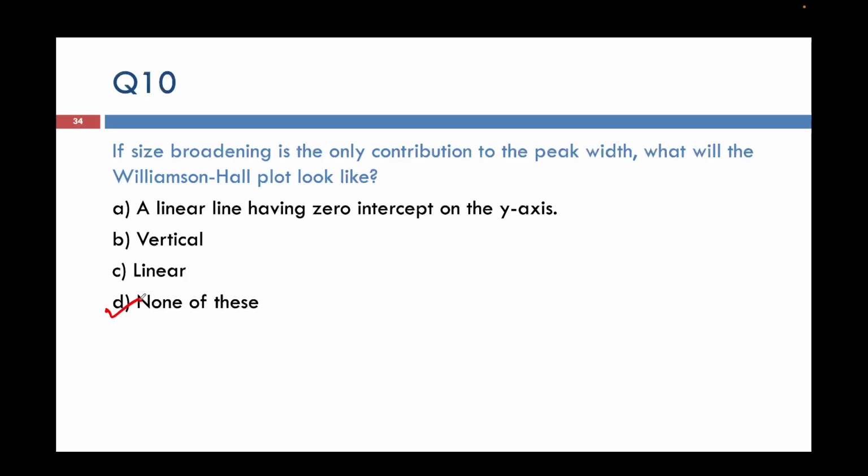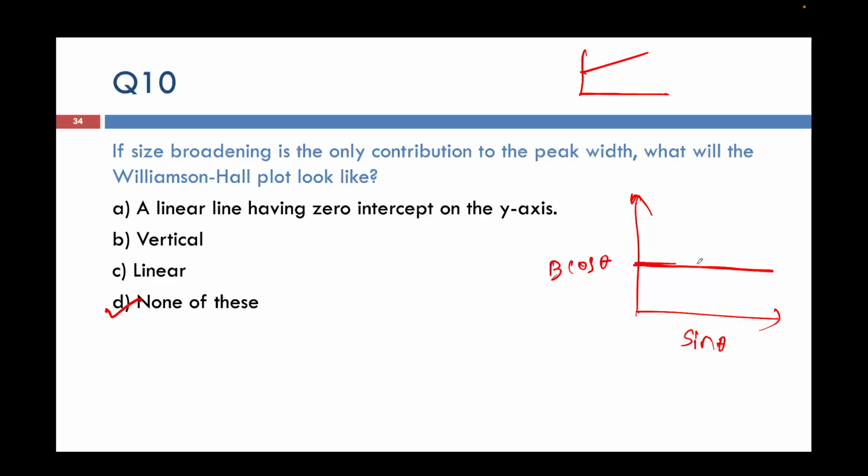So when the Williamson-Hall plot is like this, with B cos theta on one axis and sin theta on the other, when broadening is happening only due to the size effect, the line will only have an intercept and no slope. The intercept comes due to the size effect, and the line would be completely horizontal. Here no horizontal line is there, so a line with zero slope.